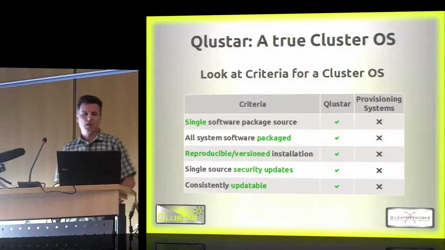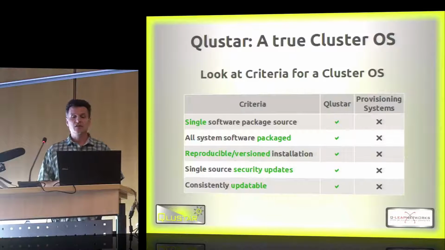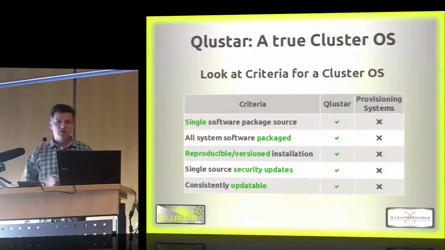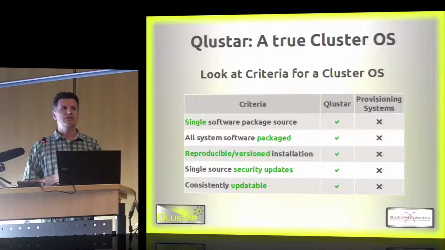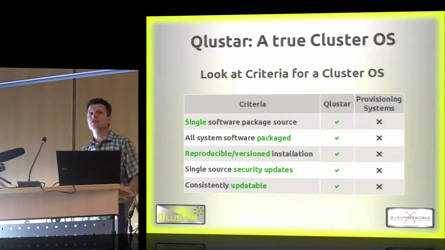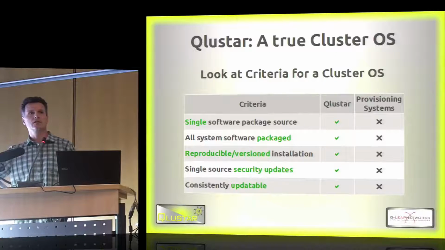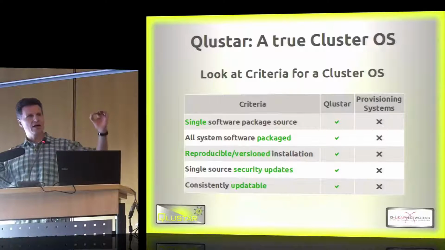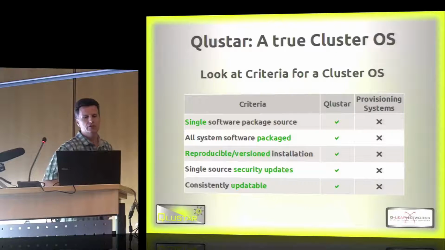And the final criterion is whether the system is consistently updatable. Again, Qlustar is consistently updatable because everything is packaged, so it's just, for Debian insiders, apt-get update, apt-get install, apt-get dist-upgrade, and your system is updated, including your operating system images. We even have an on-the-fly update mechanism for running nodes. Even though they run an image, you can transparently update the running node from an updated image.